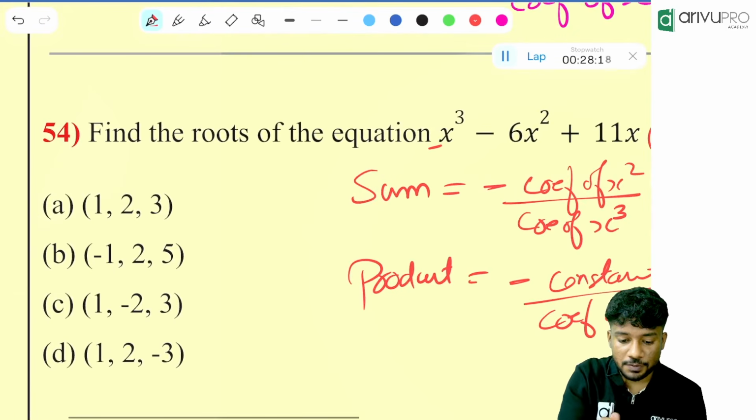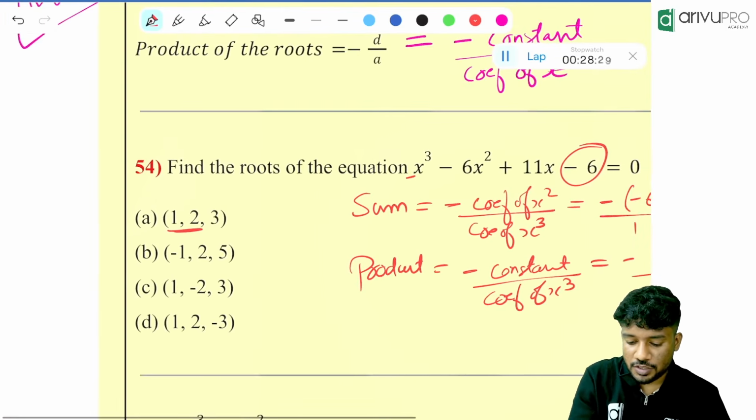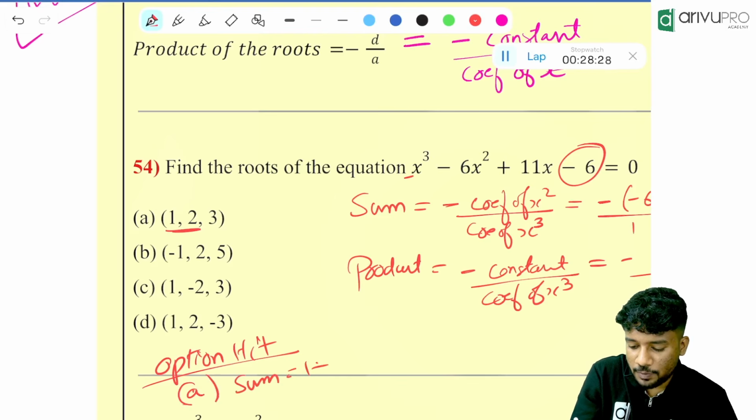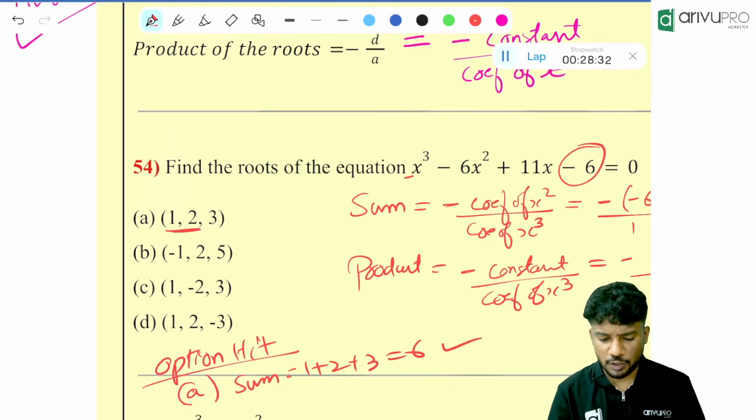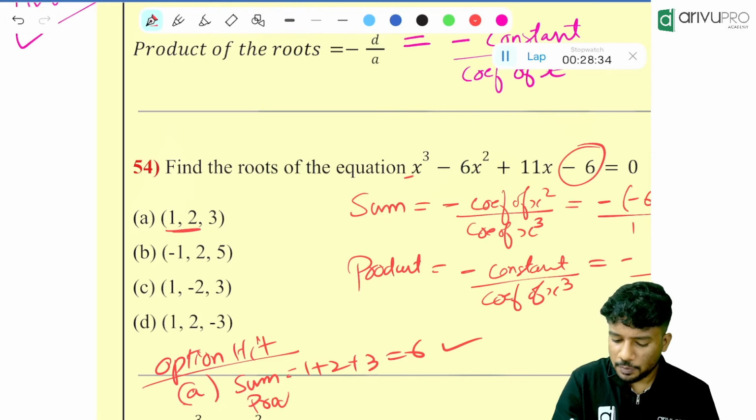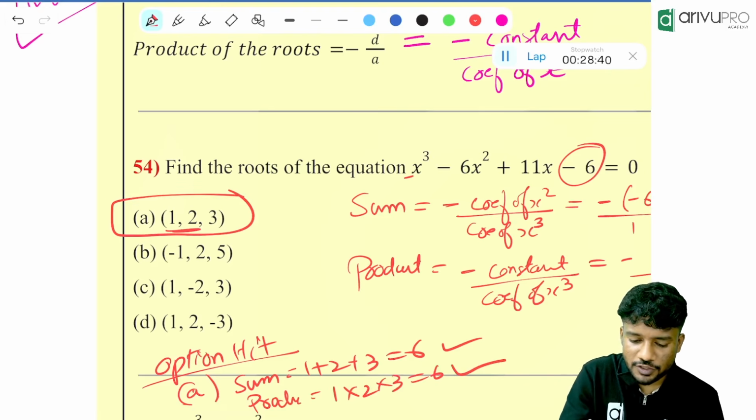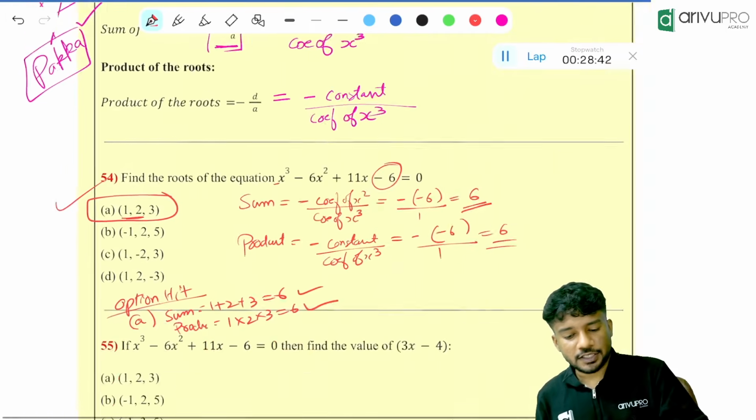Look at the first option, Option A. Sum is equal to 1 plus 2 plus 3, which is equal to 6. That is satisfied. Now check the product. Product is equal to 1 into 2 into 3, which is equal to 6. Both are satisfied. So Option A is the answer.